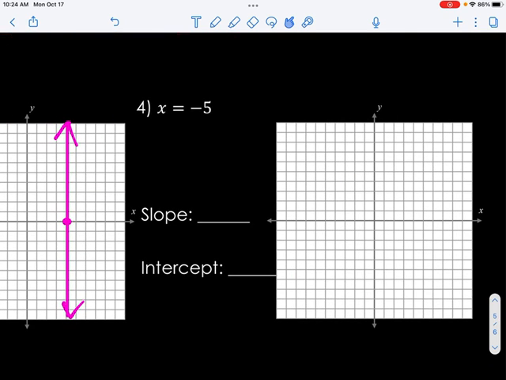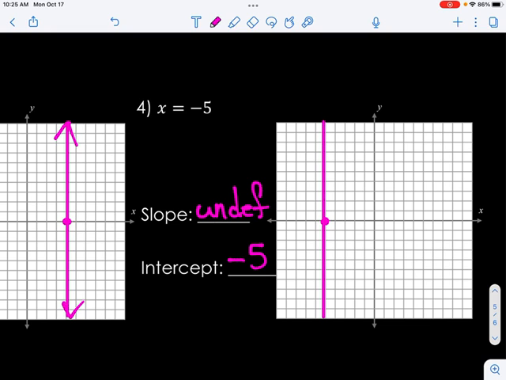Okay, one more. We'll try this one. X equals -5. So my slope is undefined. There's no y in the problem, so I know it's a vertical line. My intercept is -5, so 1, 2, 3, 4, 5. I put my x-intercept. The reason it's an x-intercept is because it's x equals -5. At that, I draw my vertical line through that point, and there is my graph. And that is vertical and horizontal lines.